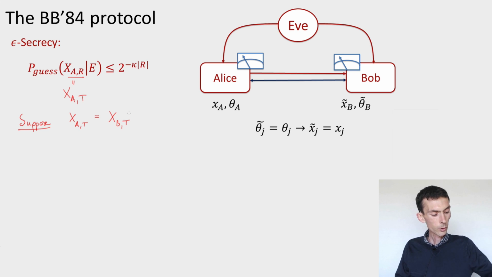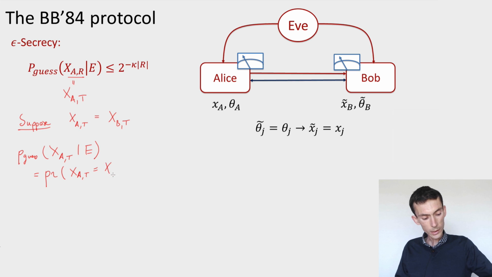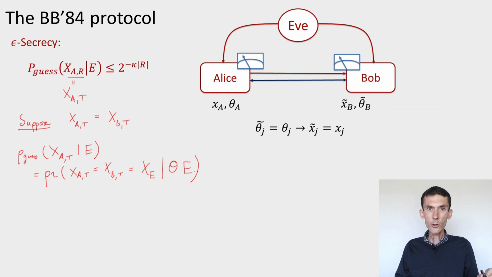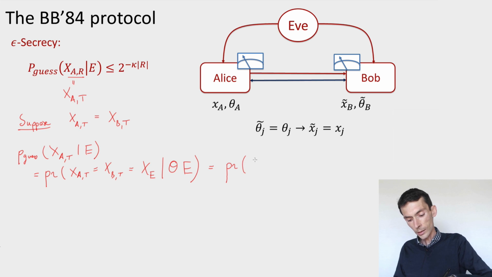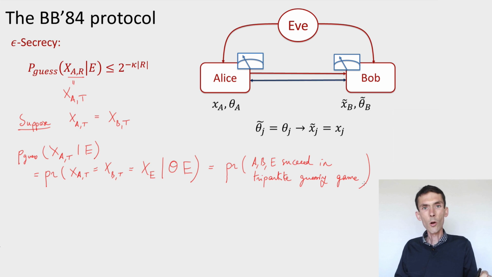In that case, what is the probability that Eve guesses the string X_A^T? This is the probability that X_A^T is equal to X_B^T, because I assumed that the test passes, so this is in fact always the case, is equal to some guess X_E that Eve makes based on the bases that she learned about and her side information E. What is this expression? Here you should recognize something. It's exactly the probability that A, B, and E succeed in the tripartite guessing game that you saw in week 2.